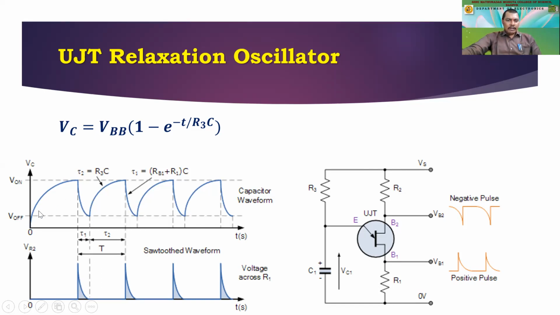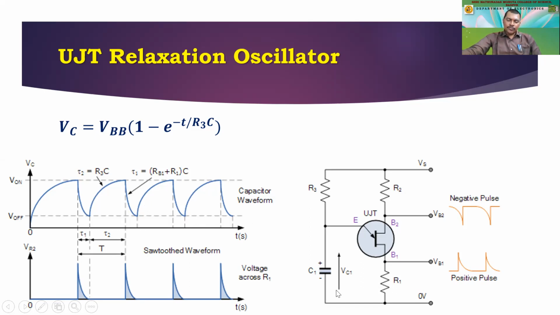So this is how we have the UJT as a relaxation oscillator, where across the capacitor we have this type of waveform. This is the charging of the capacitor, and this is the discharging of the capacitor. Charging is like this, and discharging is exponential. So it charges and then it discharges, then again charges and again discharges. So it goes on by itself.